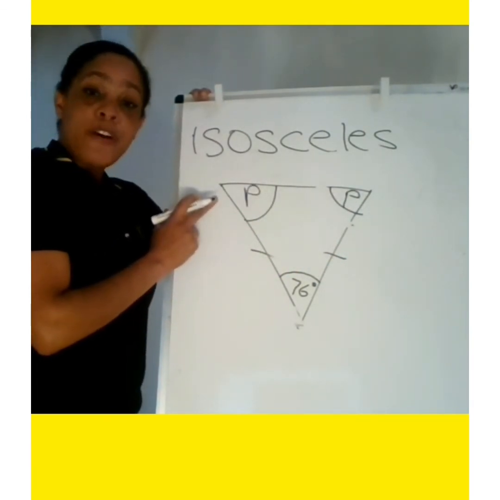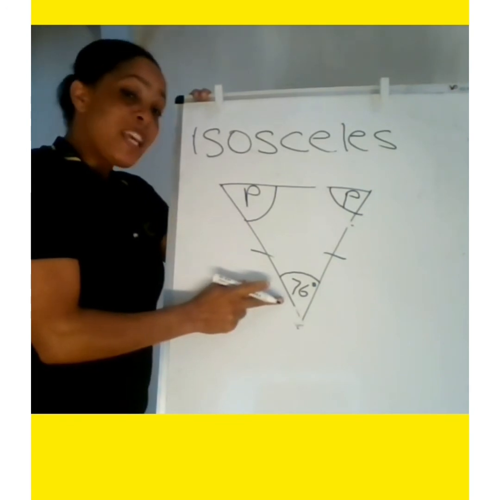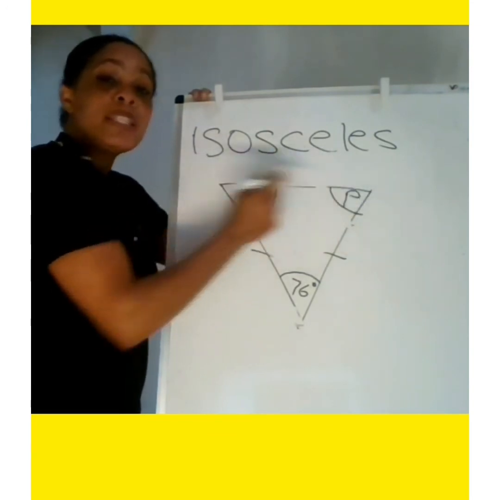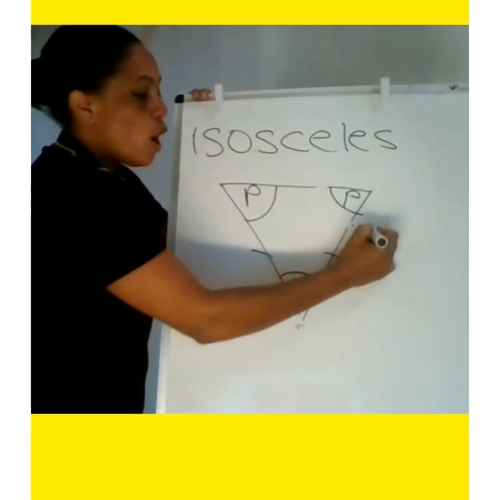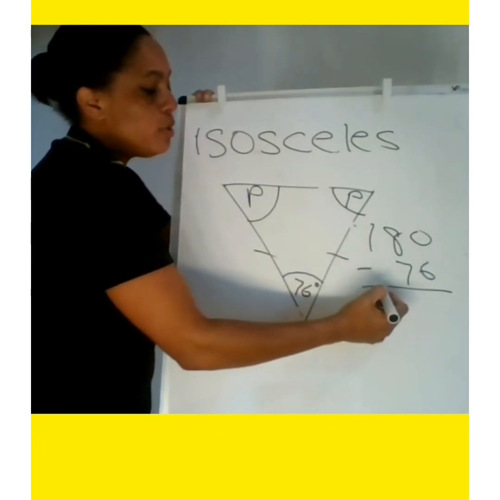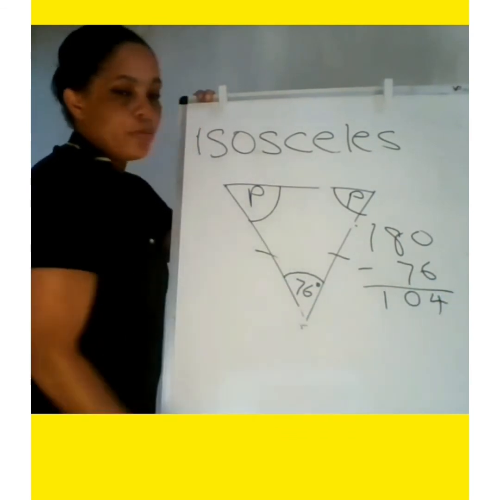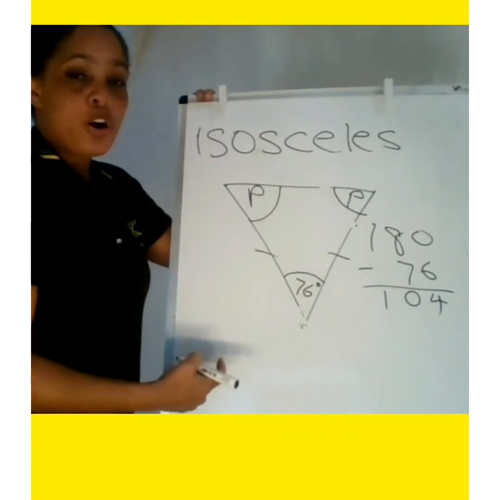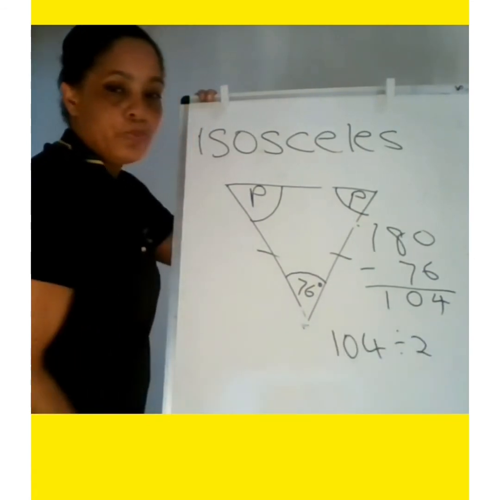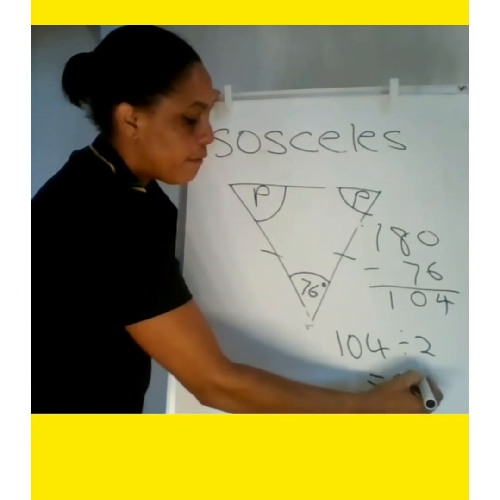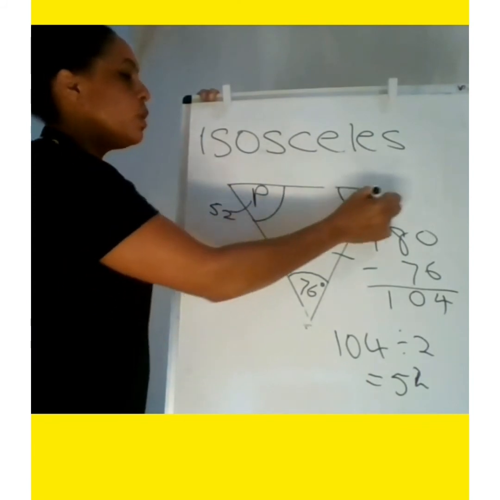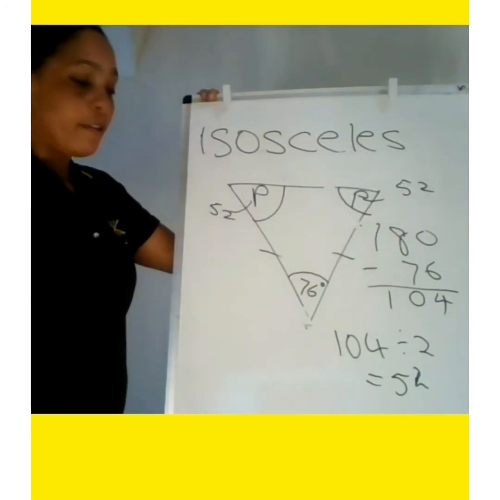Now, how am I going to find P? I'm first going to take this away from 180, and the answer that I get, I will half it because it's going to be the same for these two. So I'm having 180 take away 76, and my answer is going to be left with 104. That 104, I'm now going to say 104 divided by 2. And again, this is going to give me 52 for my answer. So P is going to be equal to 52. So my answer is 52.